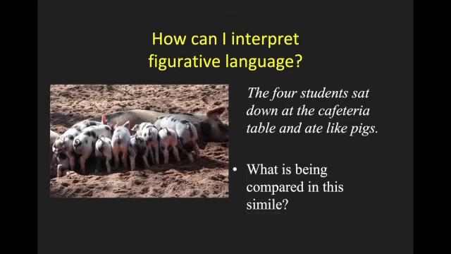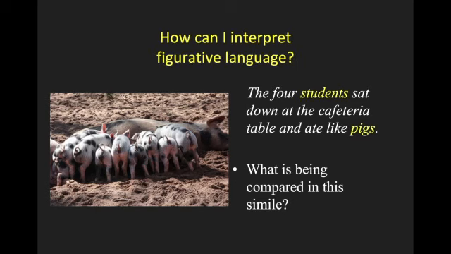So what is being compared in the simile? Well, first we do see the word like or as. The word is like, and it's in front of the word pigs. So now we have to look for the comparison. What two objects are being compared? That's right, the four students and eating like pigs. So students and pigs are what are being compared.